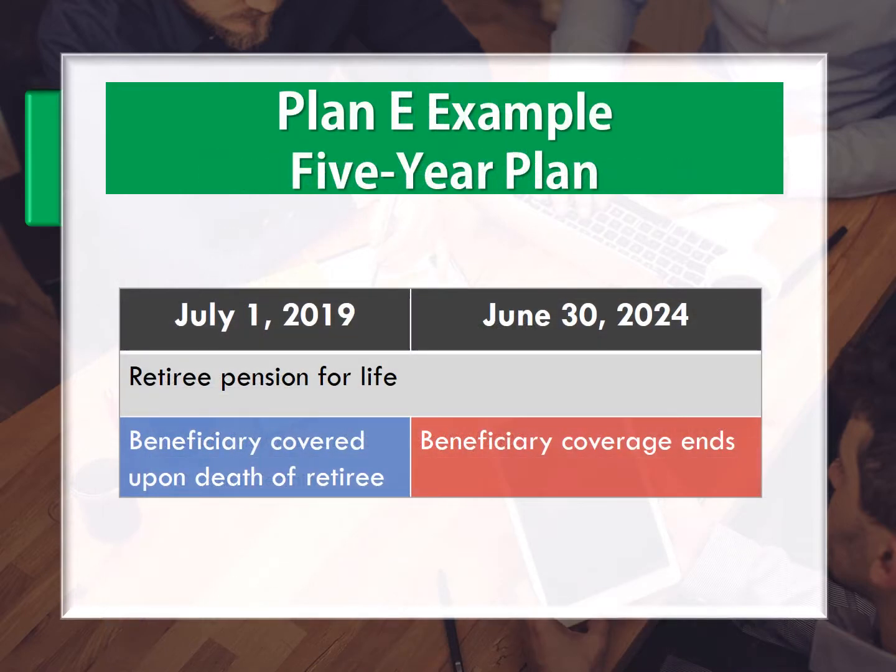For example, if you select Plan E with a 5-year time frame, all potential beneficiary coverage would end 5 years from your effective retirement date. Because this is a complex plan, please be sure to talk to one of our representatives before selecting this plan.